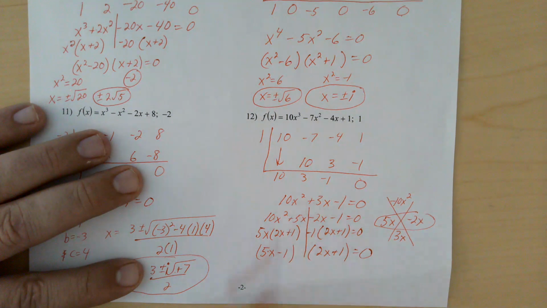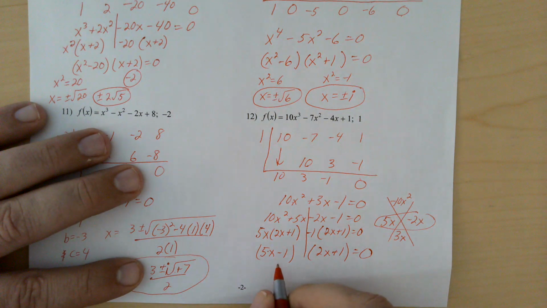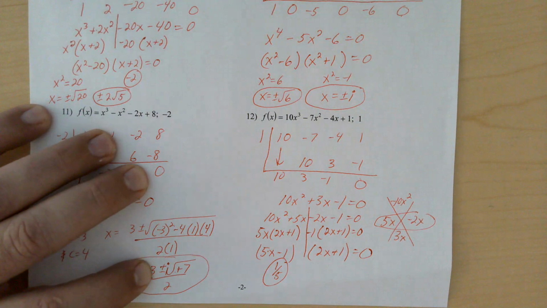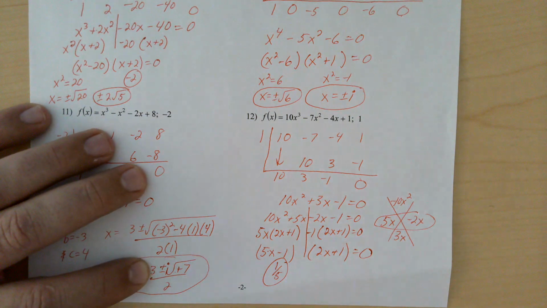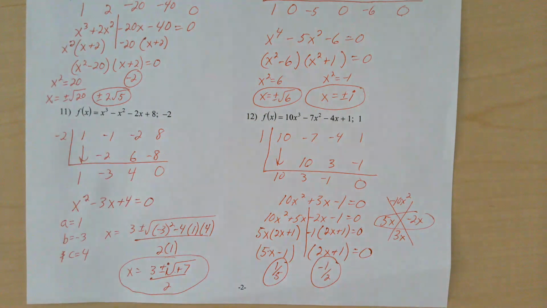And again, just do a quick little check. 5x times 2x, hey, there's the 10x squared. Outside is a 5x, inside is a 2x. Together, it agrees with a 3x. And -1 times 1 is -1. So we have our factors. It should take you 2 seconds to know you have to add a 1, divide by 5. Yes, you get a fraction, but that fraction of 1/5 is the answer. And then for this one, I subtract a 1, divide by 2, and I get -1/2.